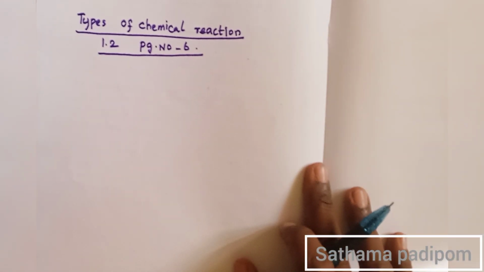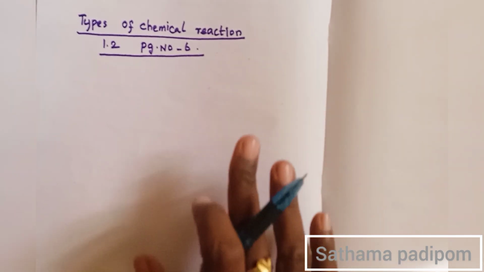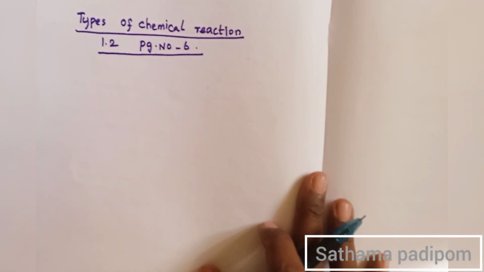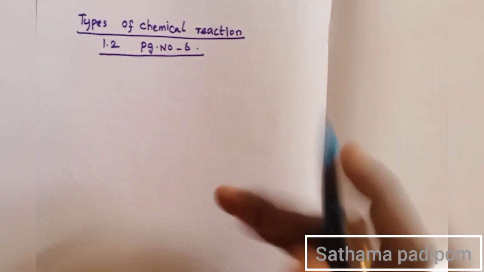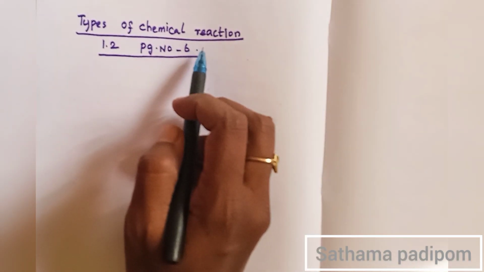So in the last video we have discussed the NCERT questions. 3 questions we have discussed. That was part 2. Here today we are going to discuss types of chemical reaction.